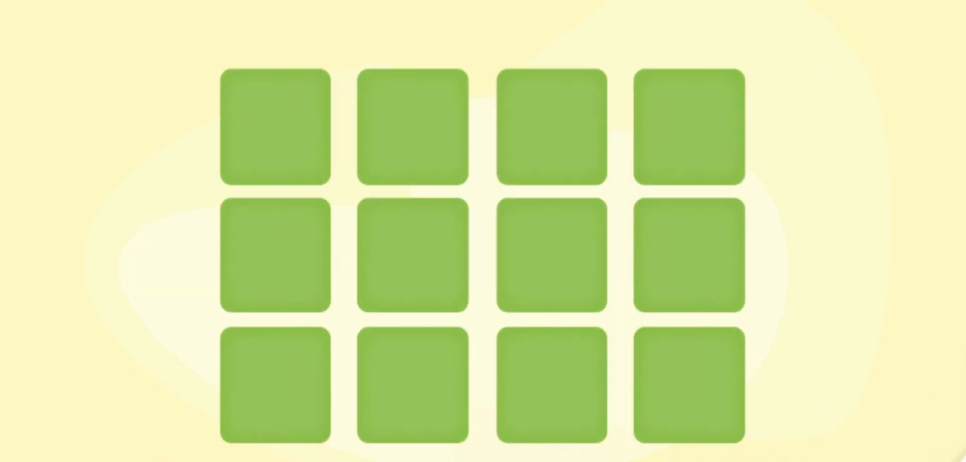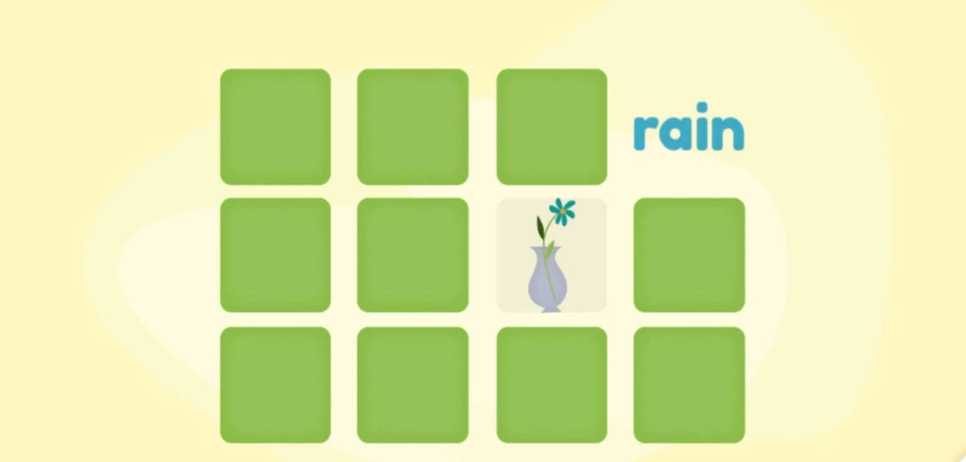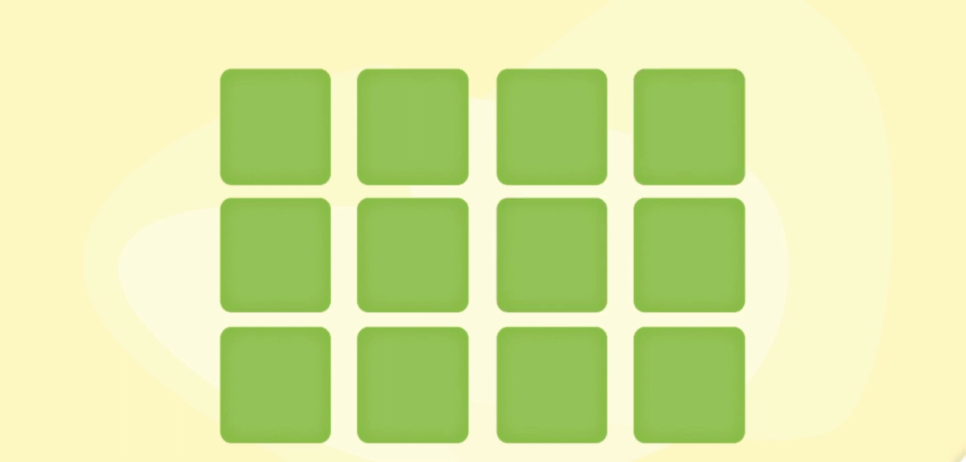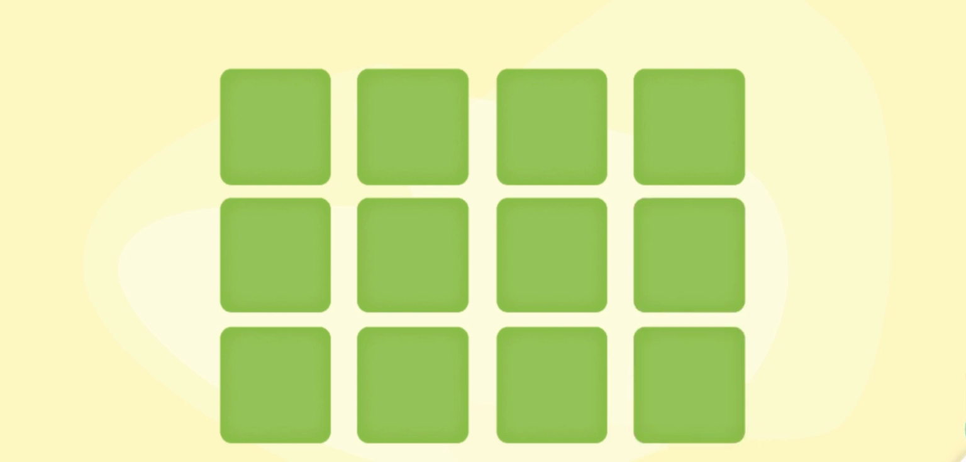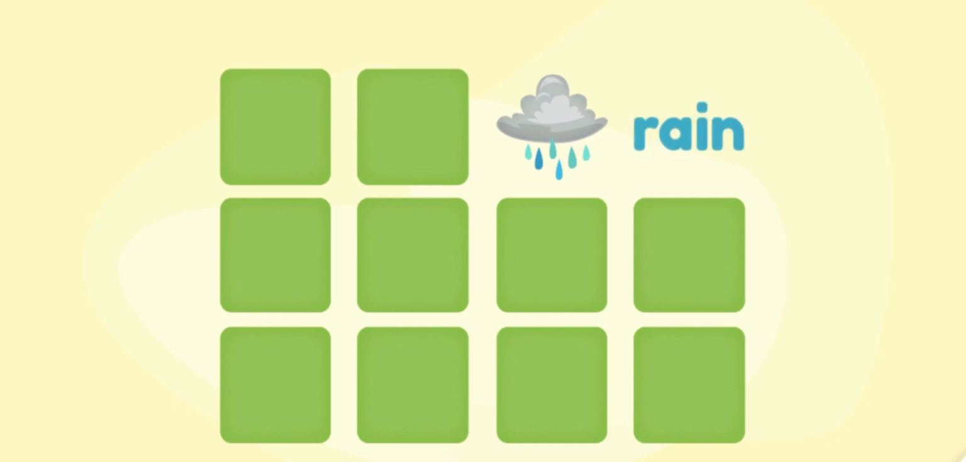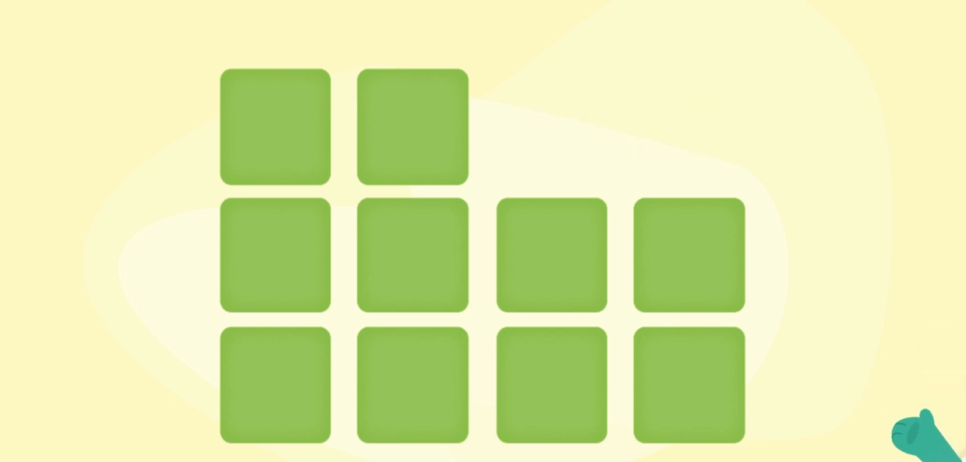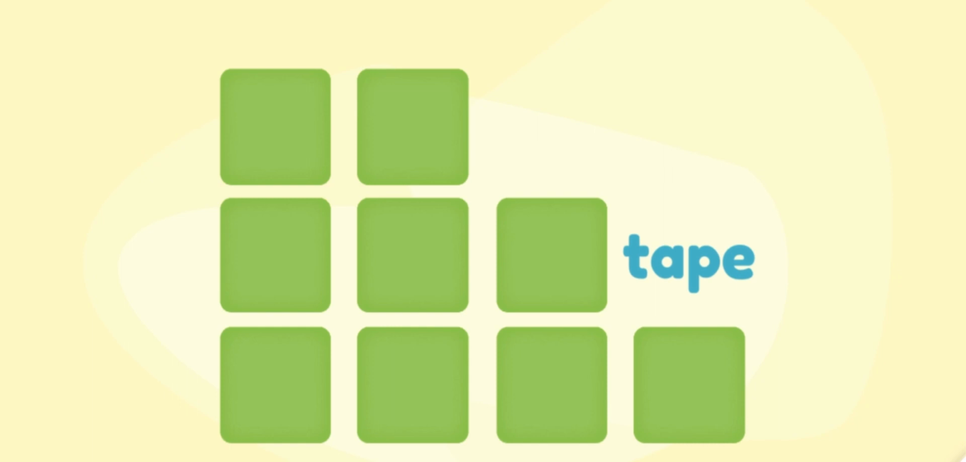These words have the A sound in the middle. Match the pictures and the words. Rain. Vase. Rain. Mail. Tape. Cake. Rain. Vase. Mail. Tape. Vase.